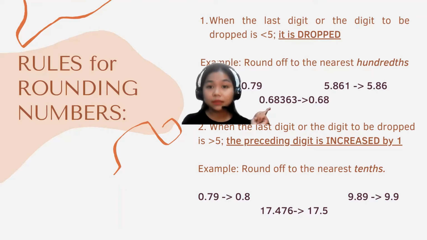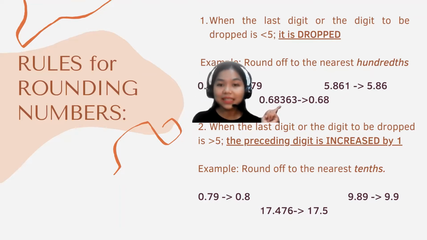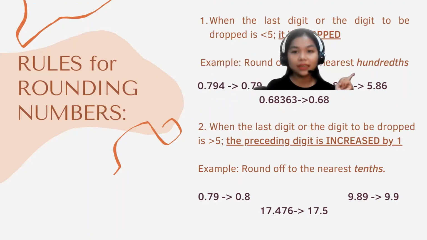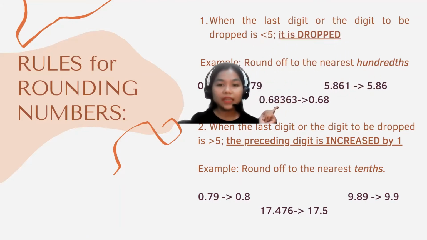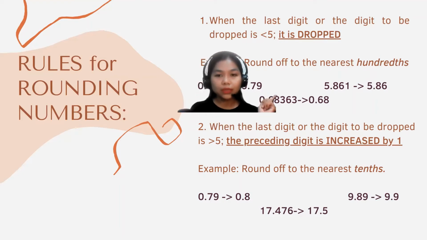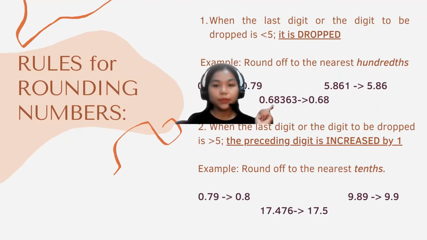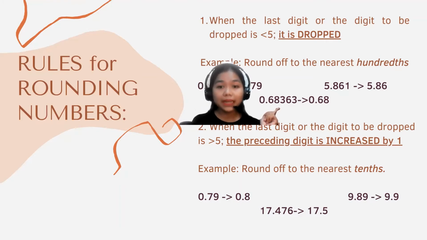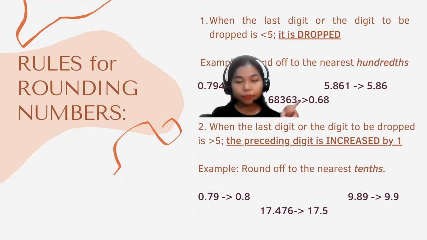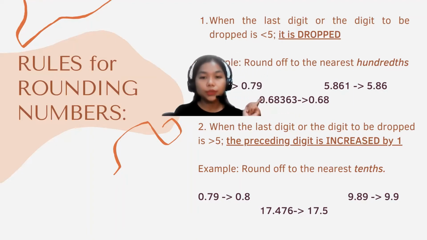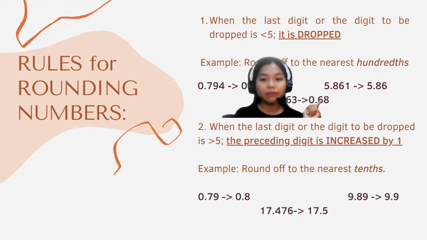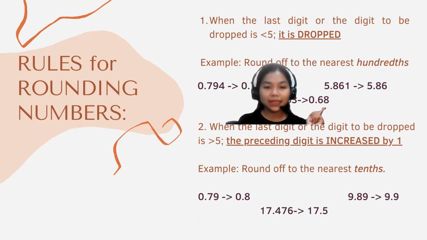0.6 is, yes, it's tenths. This is hundredths, thousands, 10,000s, and 100,000s. Remember, it's only nearest hundredths, so we should retain 2 decimal places. So 6, 8, what's the number beside 8? After 8, it's 3. Again, it's less than 5, so we need to drop the remaining numbers. So rounding 0.68363 to the nearest hundredths would give us this answer, 0.68.